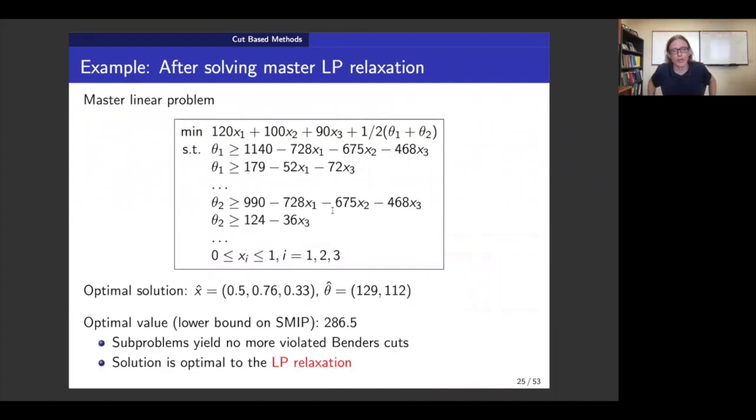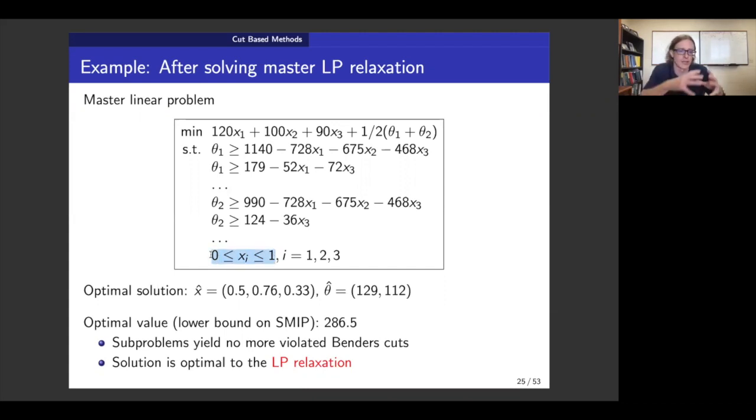So I want to actually show an example of how this works, because it's a little bit much to wrap your head around. So the first idea is, remember I said I'm going to solve the master LP relaxation. So I'm going to relax integrality of my first stage variable. So I have, say, a 3-variable version of this generation expansion problem. So instead of making them binary, I allow them to be continuous between 0 and 1.